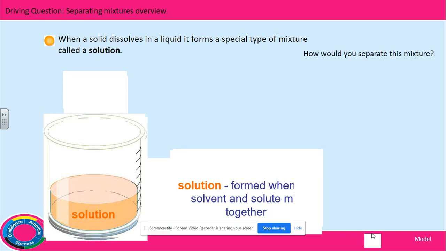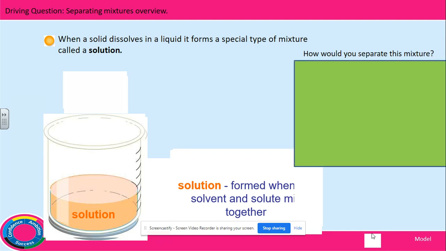Now, how would you separate this mixture? This is where one of the scientific methods would come in very handy. Can you have a guess? This one would be crystallization. What does the word crystallization mean, or what does it suggest? Crystallization is basically turning something into a crystal.